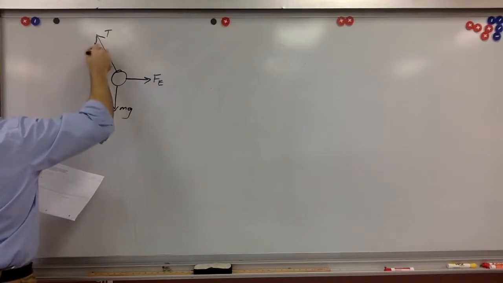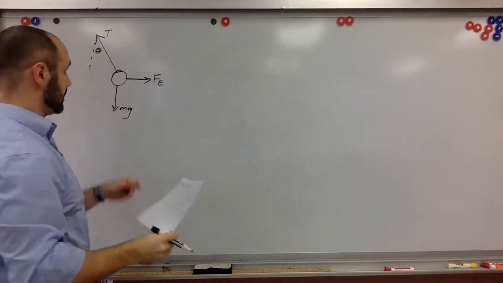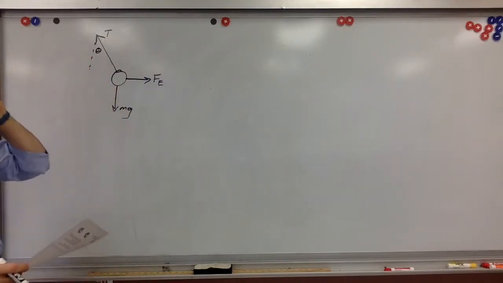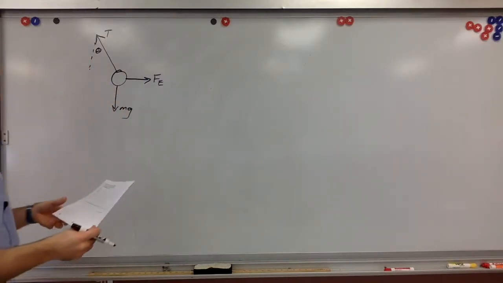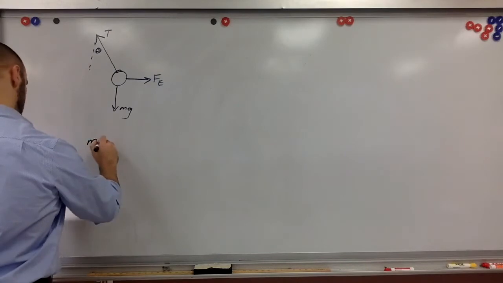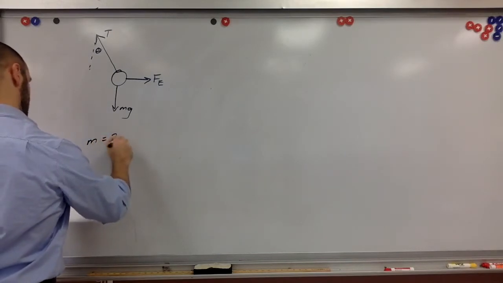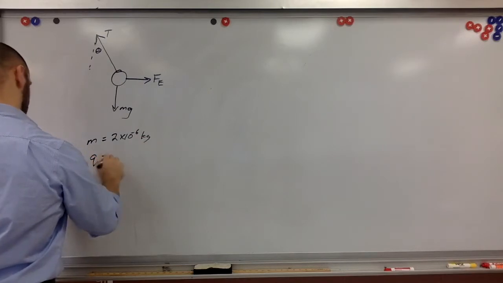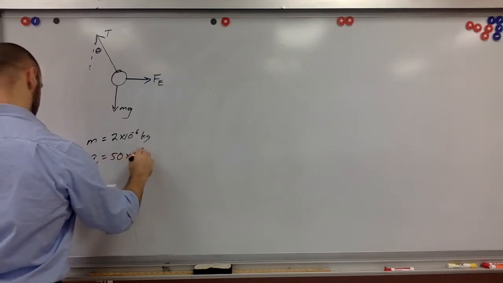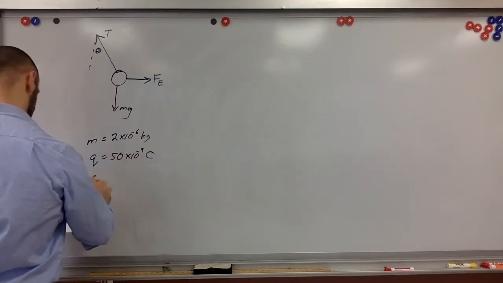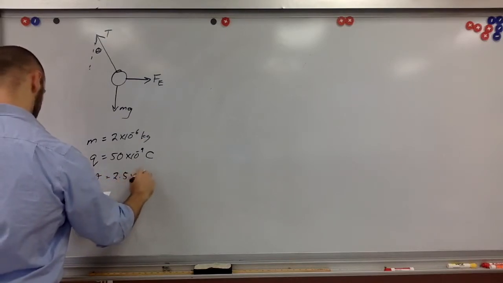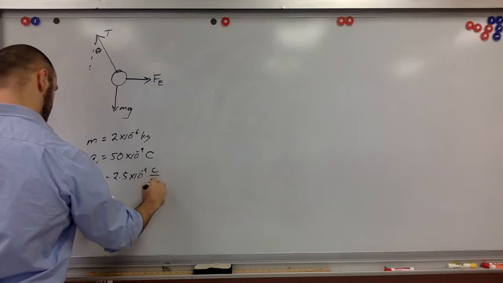So something like a free body diagram. It's not exactly a free body diagram because I have the theta in there. On a real free body diagram, I wouldn't put the angles or anything like that, but this is just to help us analyze this problem. So the mass is 2 times 10 to the negative 6th kilograms. Q is 50 times 10 to the negative 9th coulombs, and sigma, the surface charge density, is 2.5 times 10 to the negative 9th coulombs per square meter.